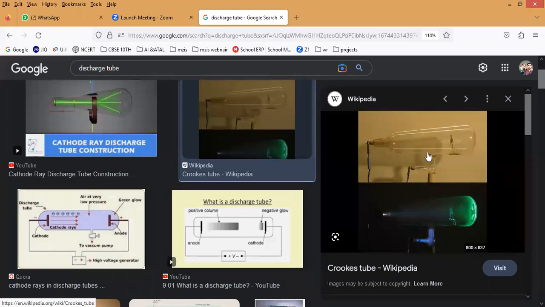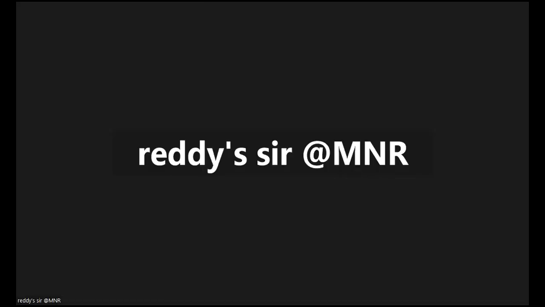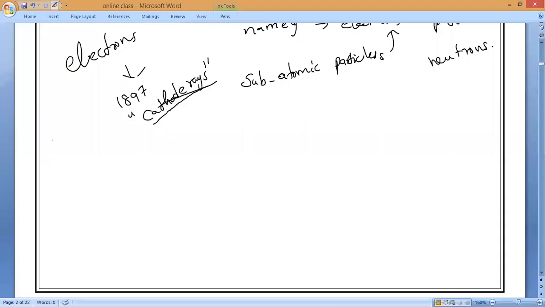The discharge tube is about 60 centimeter long, in which electric current can pass through gases under very low pressure. What is a discharge tube, everybody? It is a cylindrical glass tube about 60 centimeter long, where electric current can pass through gases under low pressure. That is what an electric discharge tube is. Please all of you write it, and that is one of the most important definitions.